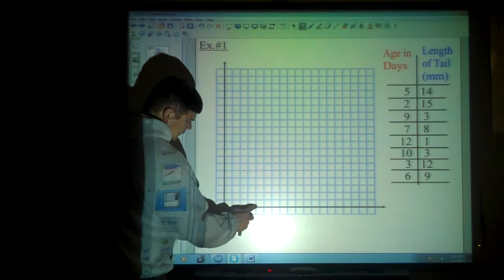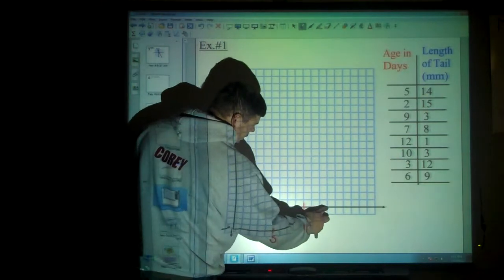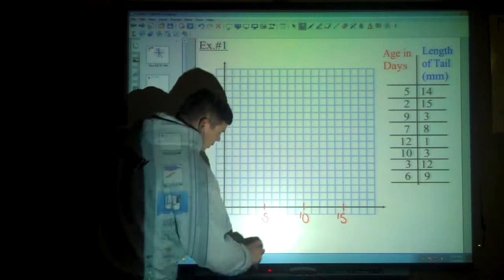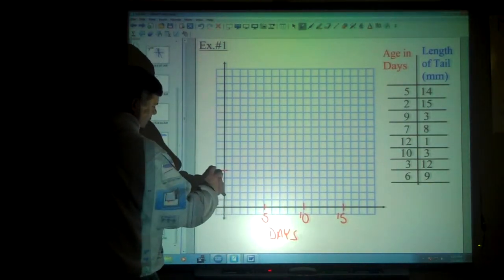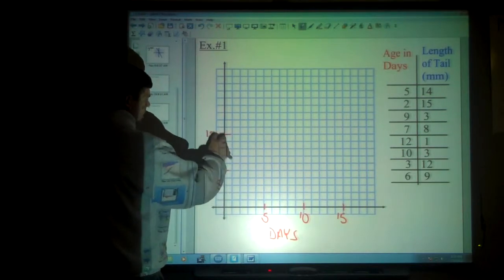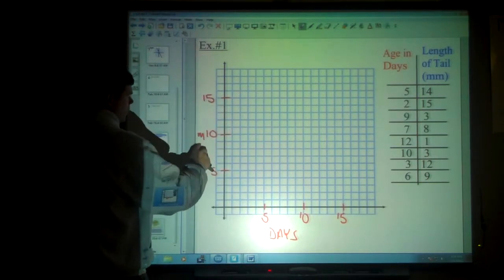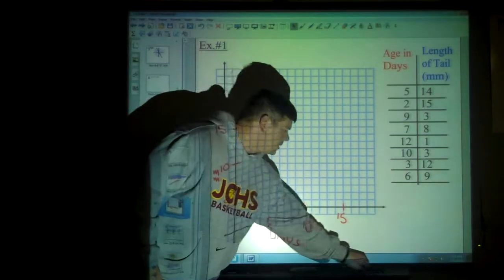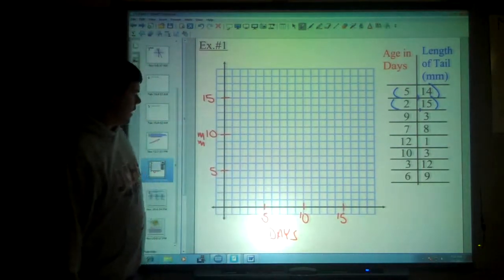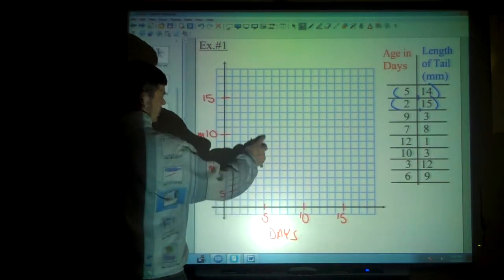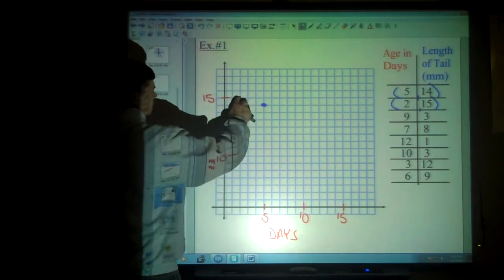So I've got 1, 2, 3, 4, 5, 6, 7, 8, 9, 10, 11, 12, 13, 14, 15 days that I can put across the bottom. And I can go 1 through 15 up the side, and we'll say this is the millimeters of the tail. So I'm going to plot these points. These are actually coordinates. So I have a 5 that goes up 14. So if I go up 5, 11, 12, 13, 14. And 2 is at 15.